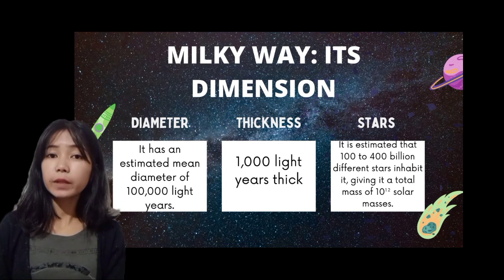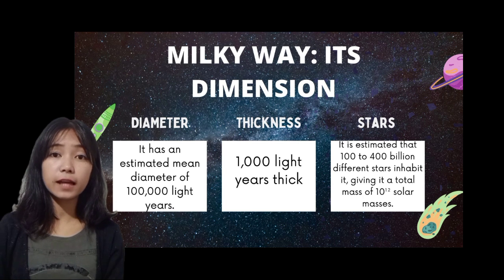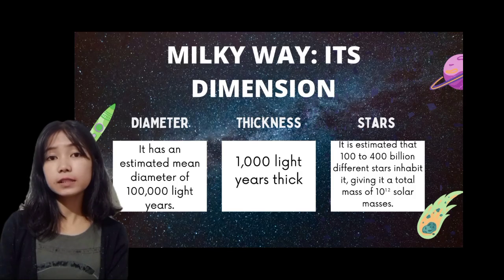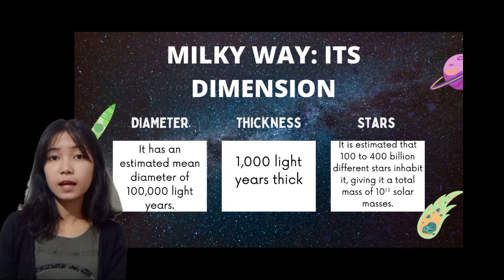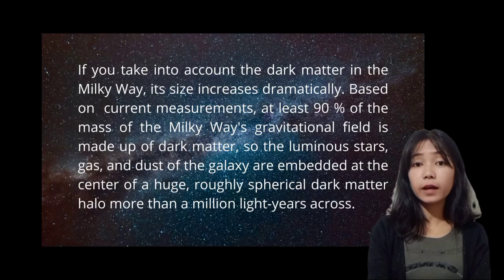In terms of diameter, it has an estimated mean diameter of 100,000 light-years and is 1,000 light-years thick. It is estimated that 100 to 400 billion different stars inhabit it, giving a total mass of 10 raised to 12 solar masses. If you take into account the dark matter in the Milky Way, its size increases dramatically.